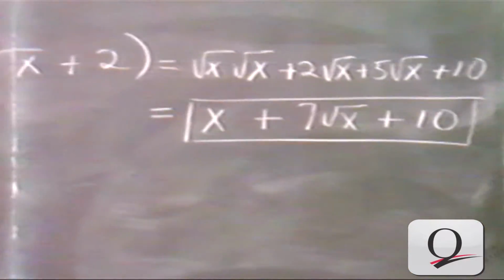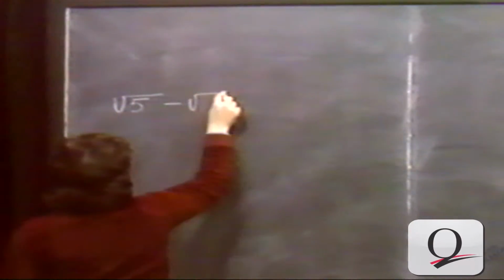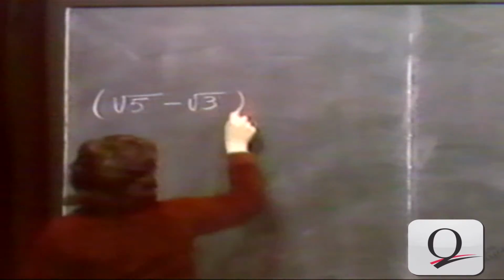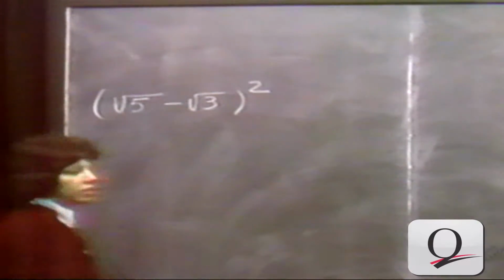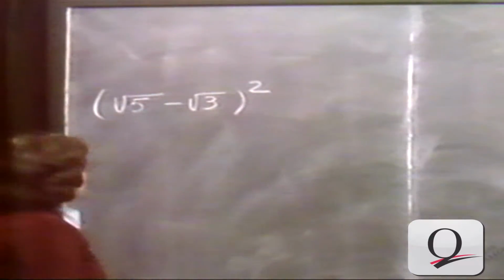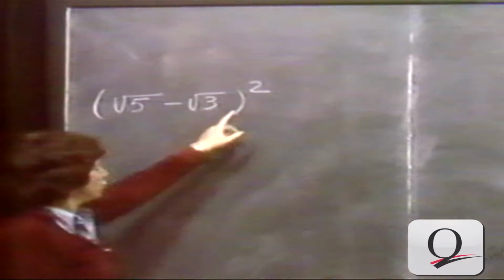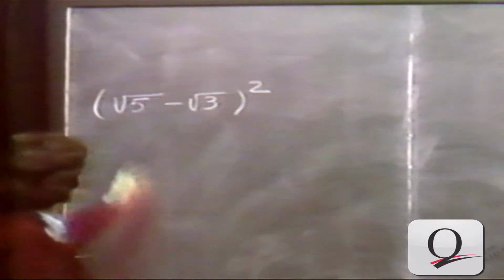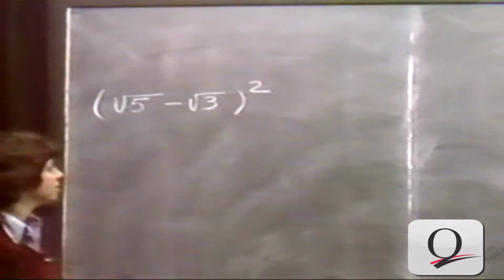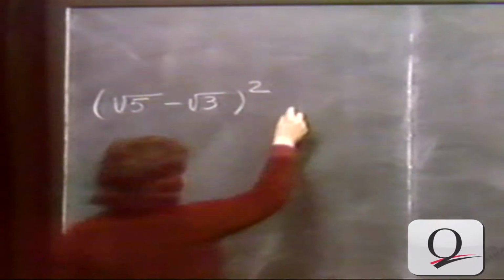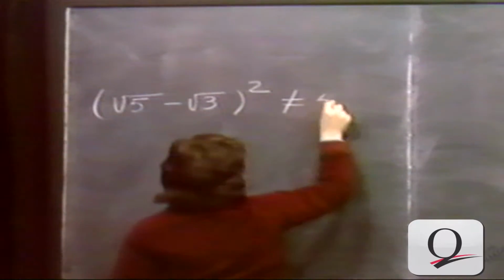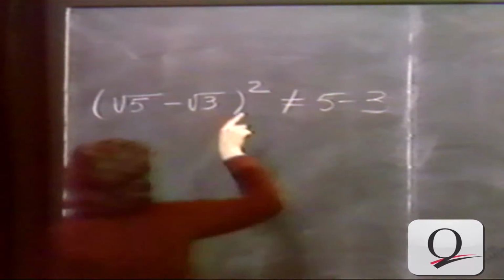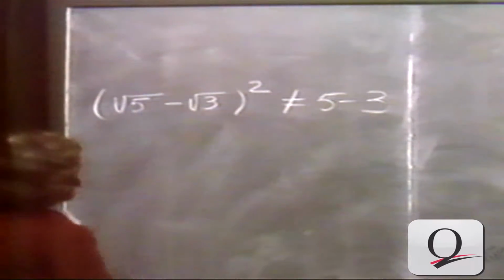Okay, now let's work out the square root of 5 minus the square root of 3, squared. Some people looking at this feel that you should be able to distribute that square across this and get 5 minus 3, or 2. That's not the case. This is not equal to 5 minus 3, or 2. You can't square it out that way.